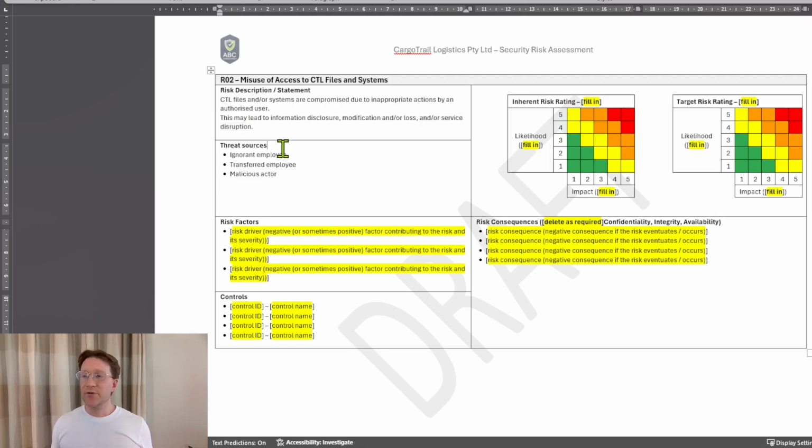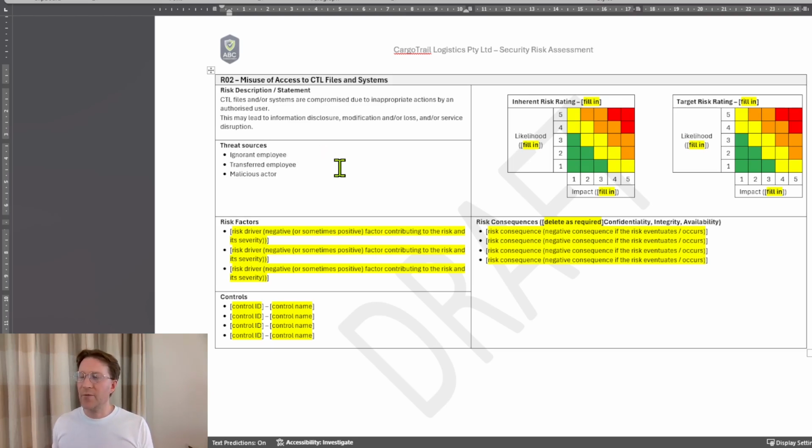In terms of threat sources, we may have an ignorant employee who doesn't understand that they're not supposed to talk about things that they can access as part of their job with other people who would normally not have access to that sort of thing. So someone may have a conversation with another employee over lunch about stuff that they saw in the financial information because they're in the finance department, but they're not supposed to talk about this with somebody else.